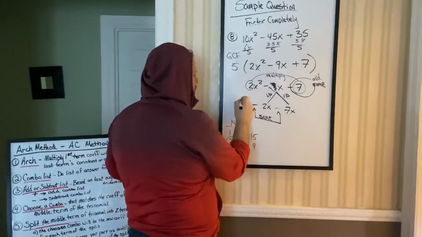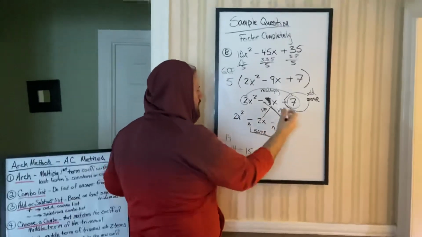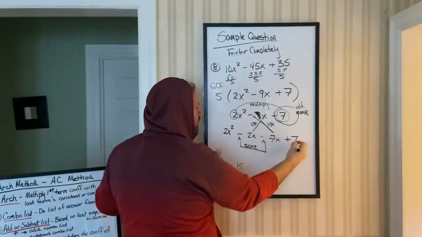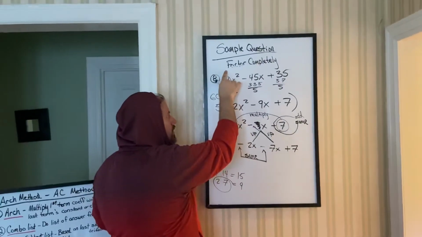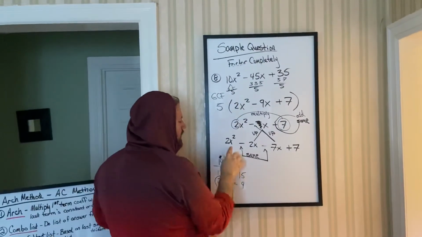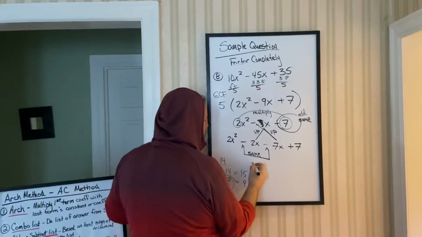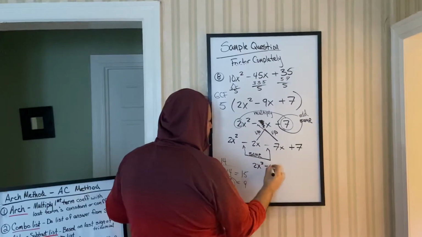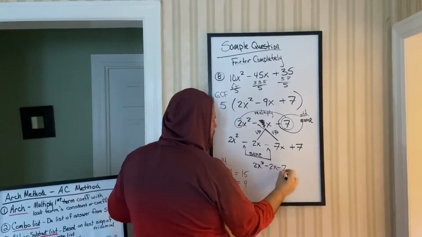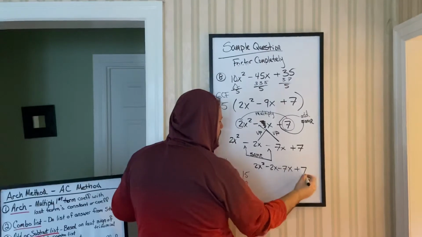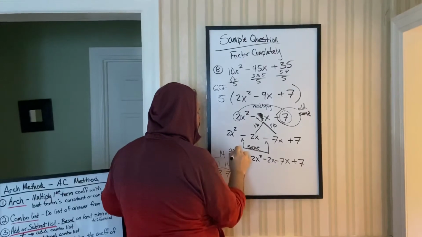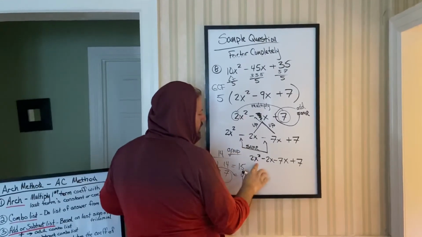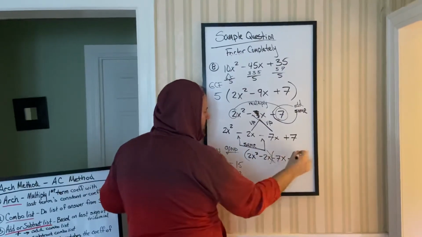Bring down the first term. Bring down the last term. 1, 2, 3, 4 terms. So you're done with arching, but you haven't finished factoring because we want to do this as the grouping method. So I'll rewrite it. You could start doing the parentheses here. It's up to you. To do the grouping here, parentheses, parentheses.